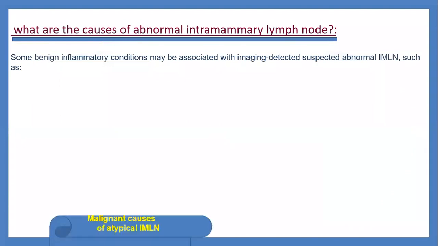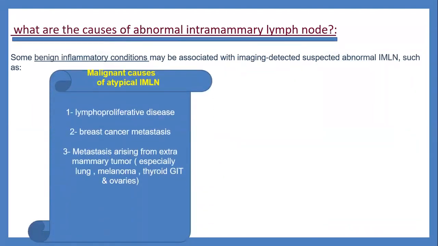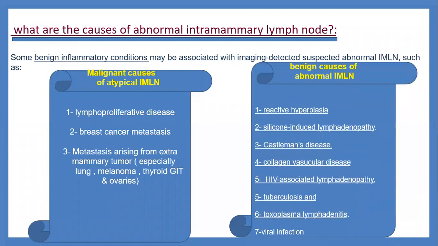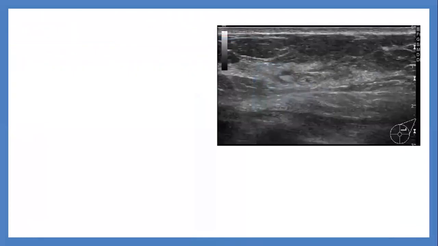The other causes of intramammary lymph nodes, as we described: the malignant types are lymphoproliferative, metastatic breast cancer, and extramammary metastasis, especially from the lung, melanoma, thyroid, and ovaries. The benign causes are reactive hyperplasia, silicone-induced lymphadenopathy, Castleman disease, collagen vascular disease, HIV-associated lymphadenopathy, tuberculosis, toxoplasmosis, and viral infections.